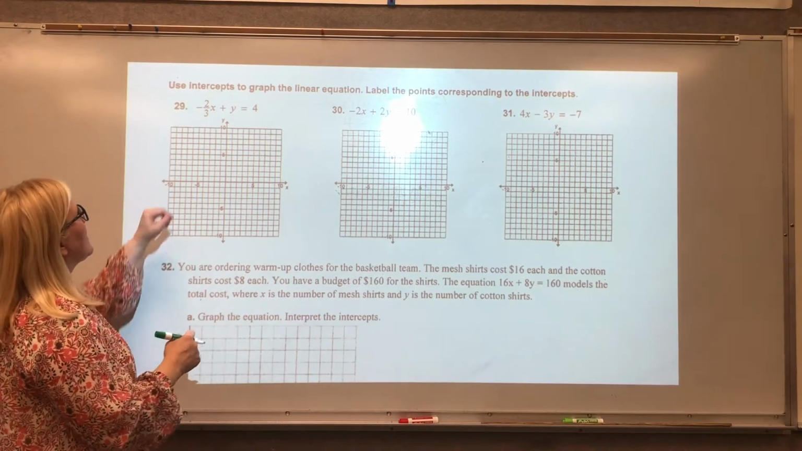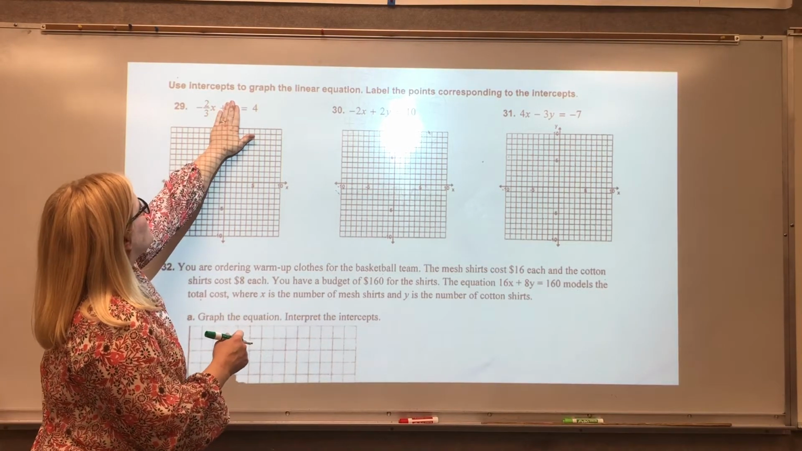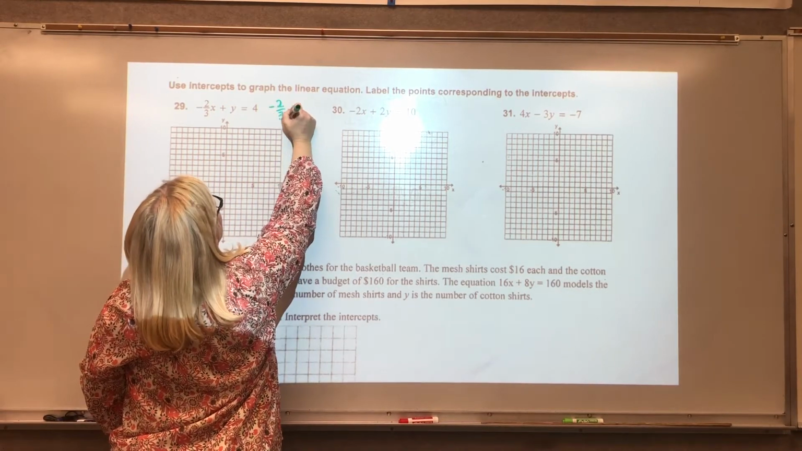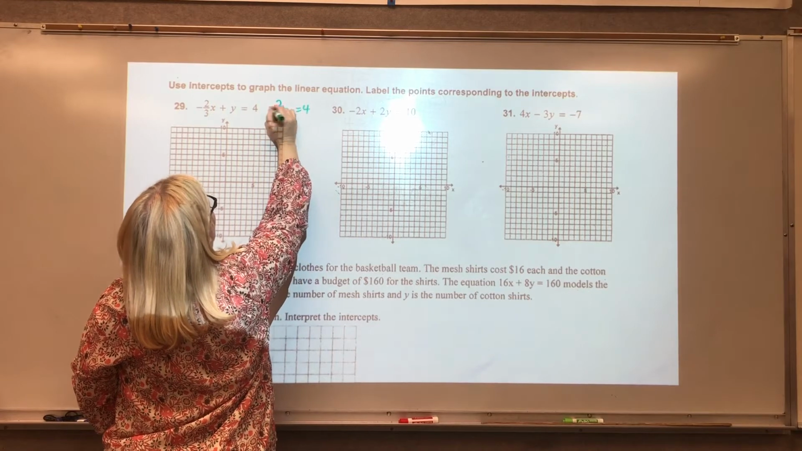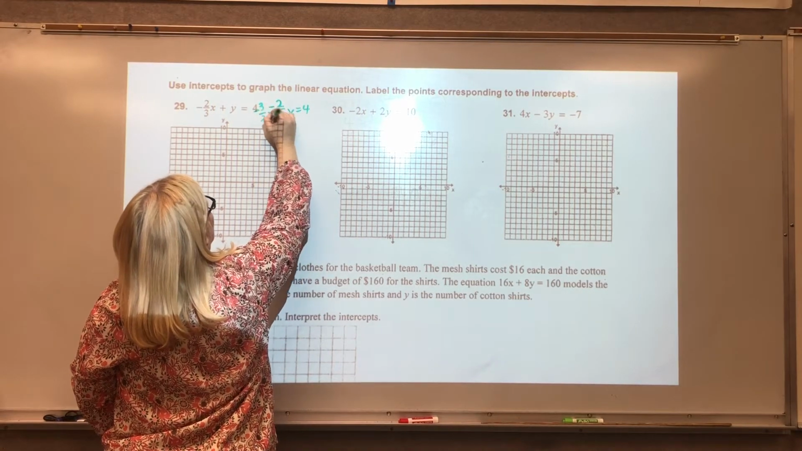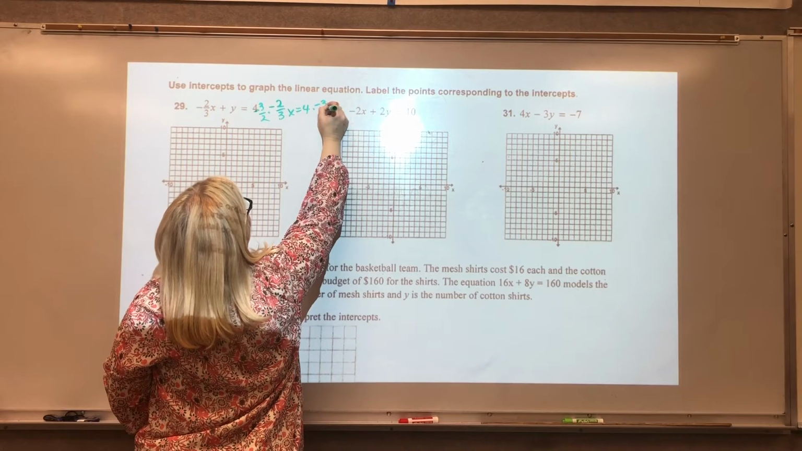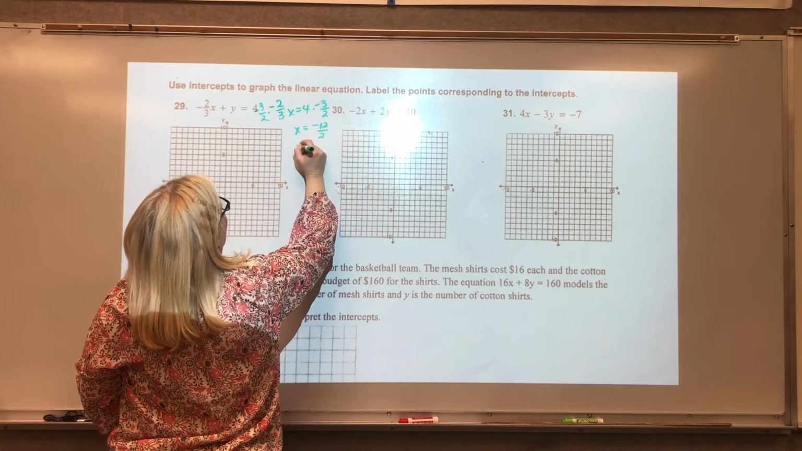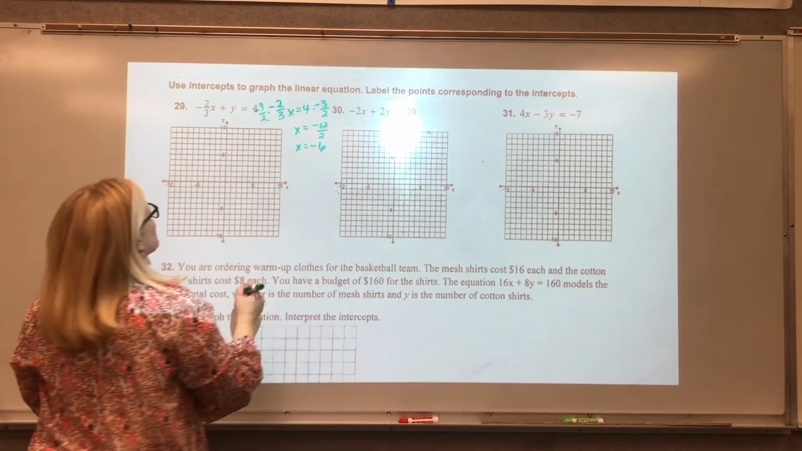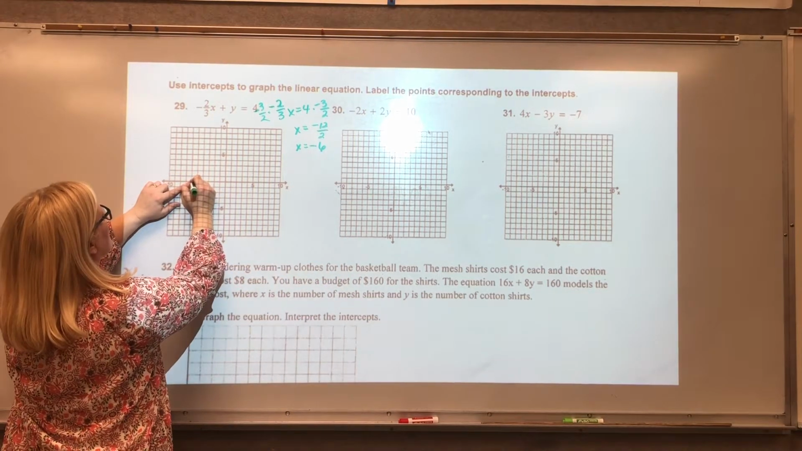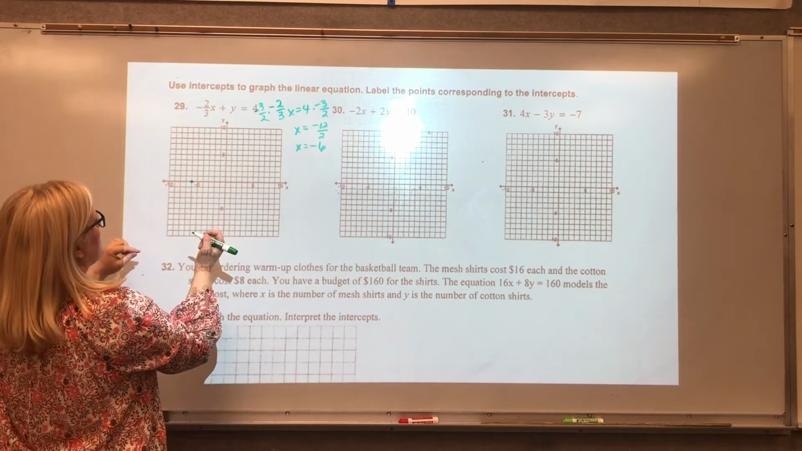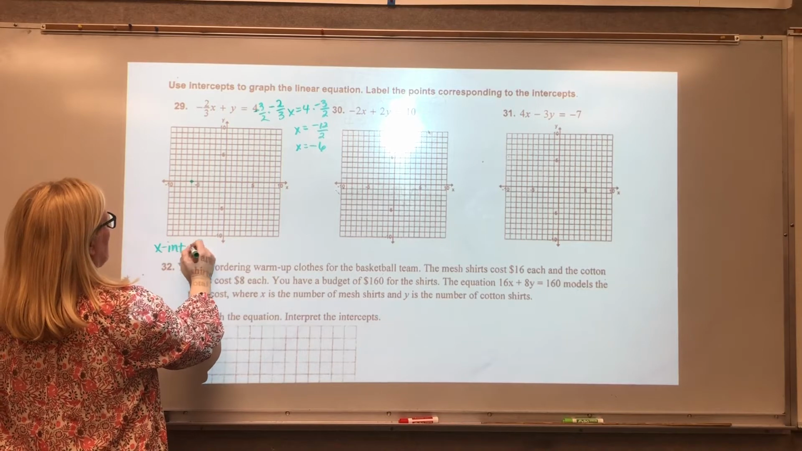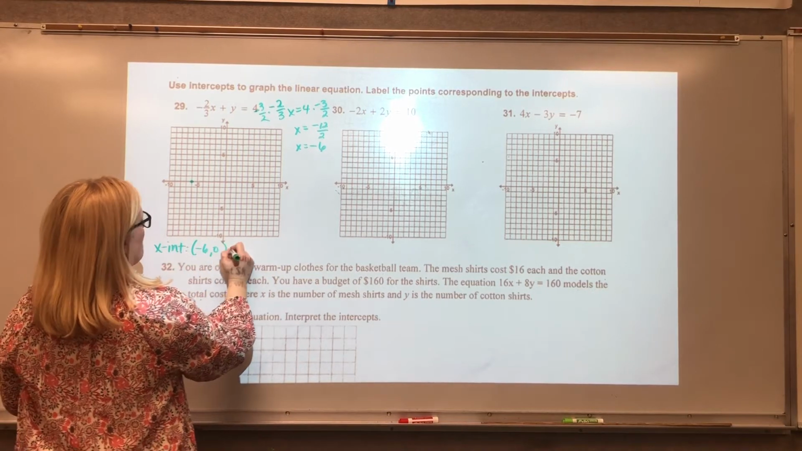Anyway, okay, so if y is 0, my x-intercept is going to be negative 2/3 x equals 4. And I get rid of that by multiplying by the reciprocal. So x equals negative 12 over 2, so x is negative 6. And so I can say my x-intercept is negative 6, 0.